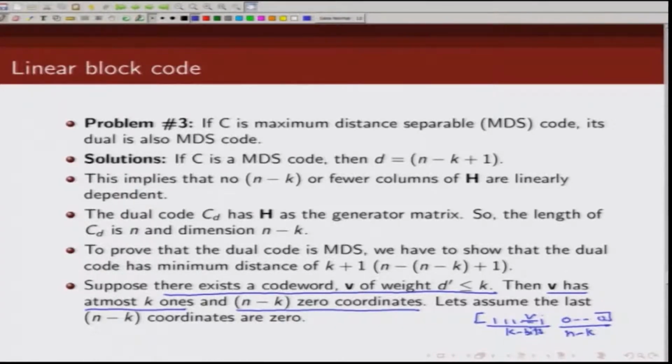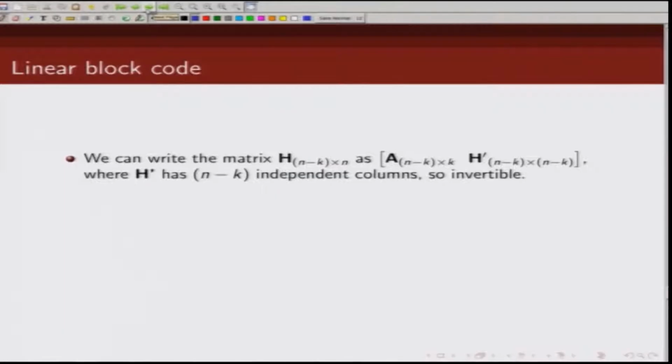Okay. Let us assume that. Now, the parity check matrix of the original code, which is the generator matrix of our dual code, can be written in this particular form. Now, please note this parity check matrix is an n minus k cross n matrix. So, I am writing this as one matrix, which is the A matrix, n minus k cross k, and then there is an invertible matrix which I call H prime, which is n minus k cross n minus k.